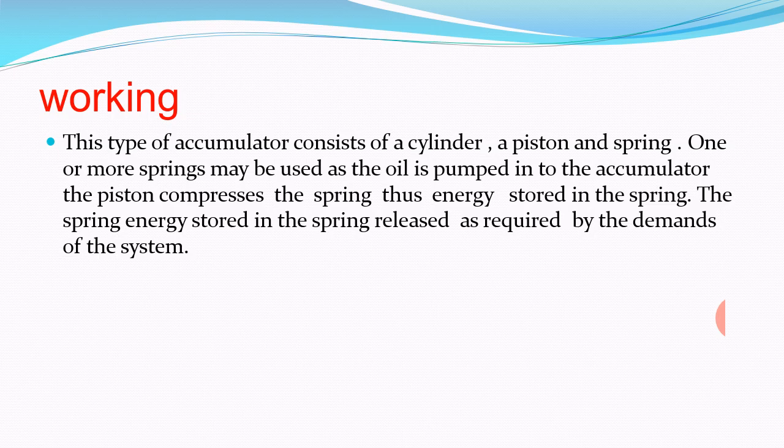When the oil is compressed, it compresses the spring and stores the energy. This type of accumulator consists of a cylinder, piston, and spring. One or more springs may be used. As the oil is pumped into the accumulator, the piston compresses the spring, and thus energy is stored in the spring. The energy stored in the spring is released as required by the demands of the system, or whenever the pump is not working, high pressure oil is supplied to the system by the accumulator.